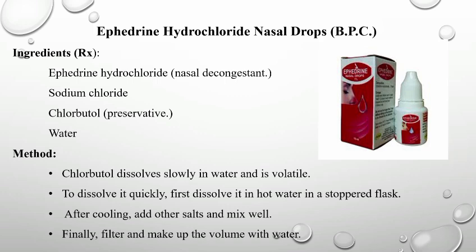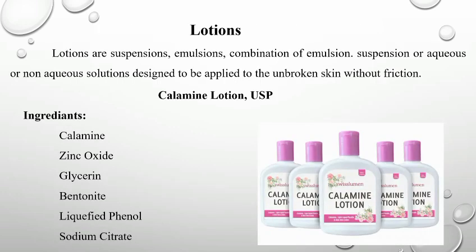Next, we have to cool it. After cooling, we have to add both the sodium chloride and our active drug ephedrine hydrochloride. Mix well until it dissolves fully. Finally, we have to make up the volume with water, then filter it to remove all the undissolved particles. Next is the monophasic liquid dosage form which is applied onto our skin.